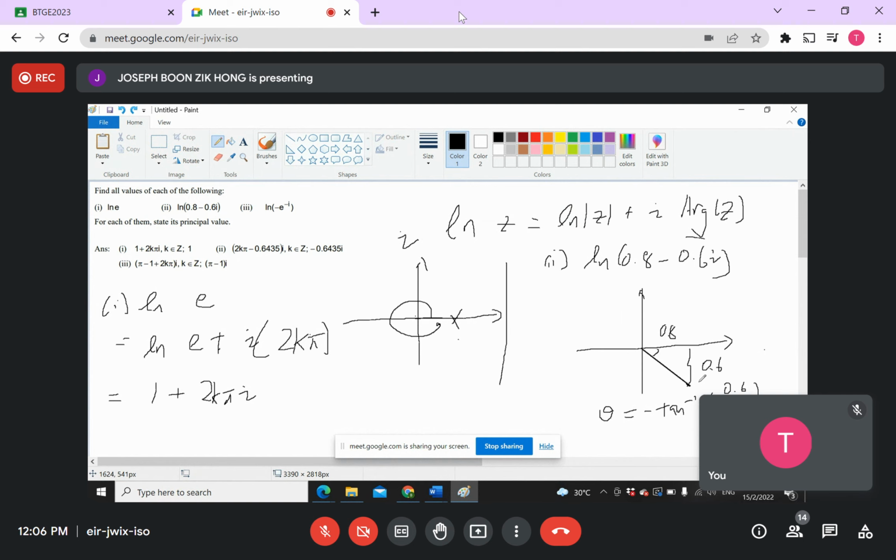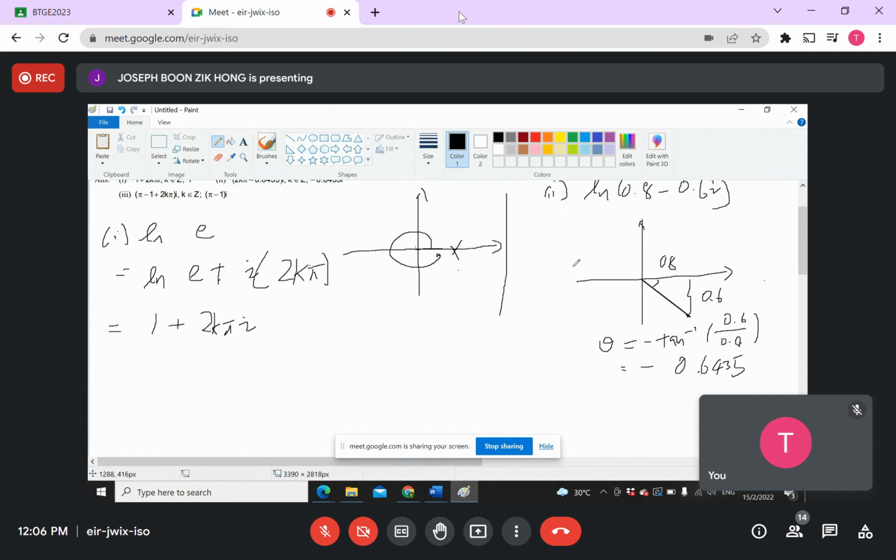Okay, so we continue. So 0.6 divided by 0.8 and then shift tangent inverse answer. Okay, so I get the answer as 0.6435. So this one will be negative 0.6435.